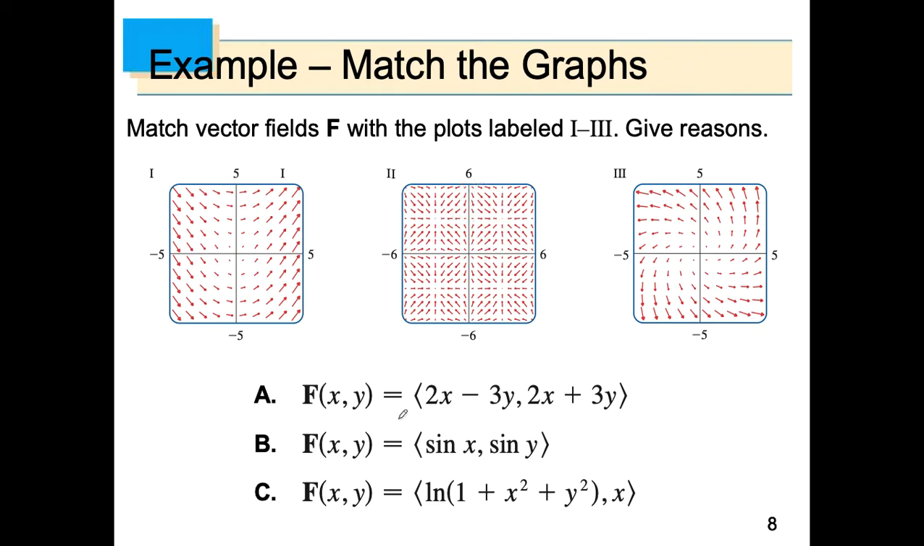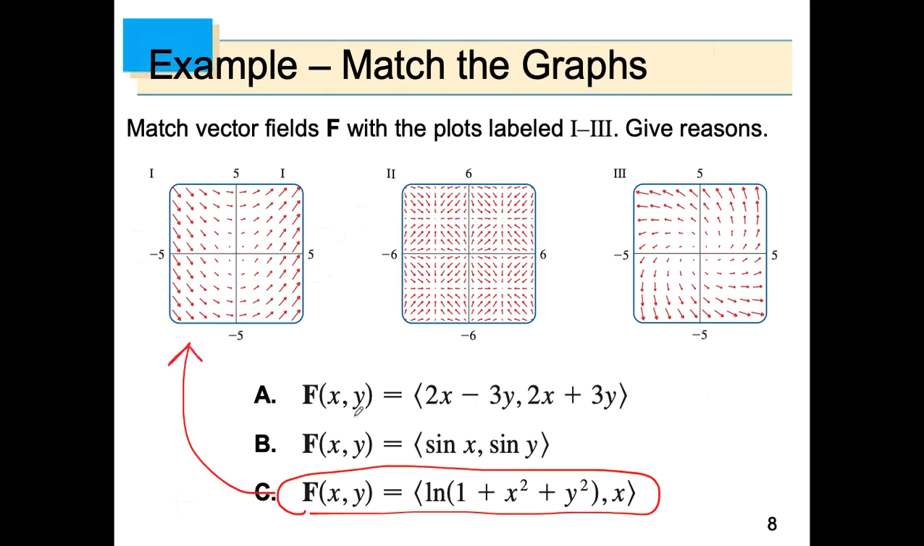Which finally brings me to part C here. Part C, obviously, by elimination, corresponds to graph 1, and the main thing I want to point out is this first component here, ln of the quantity 1 plus x squared plus y squared, is always positive.